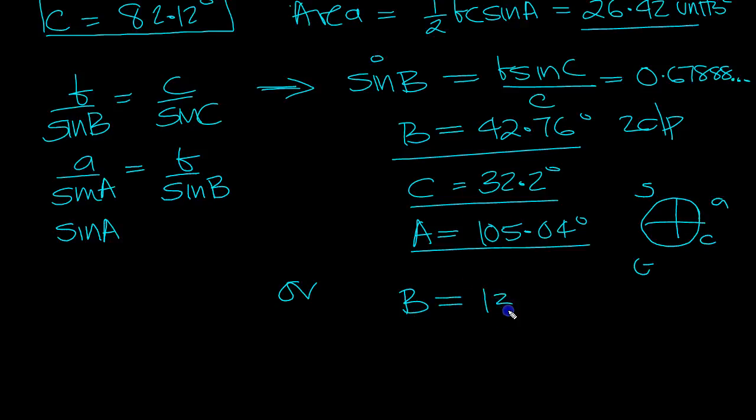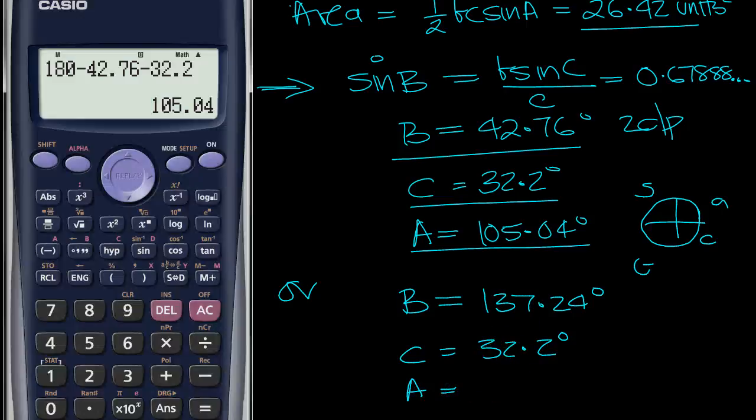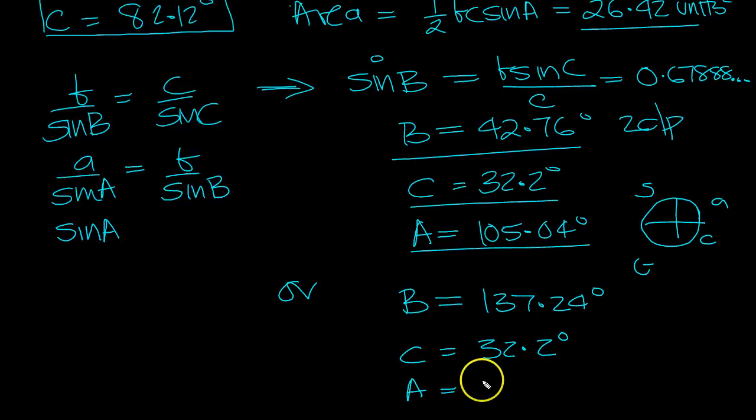180 take that will be 137.24. C would still be 32.2. And A would equal the difference. That's 169.44. Let's do the 180 while we're at it, minus 32.2 minus 137.24. And we get 10.56. So that's the alternative triangle, isn't it? Because this is the ambiguous case.